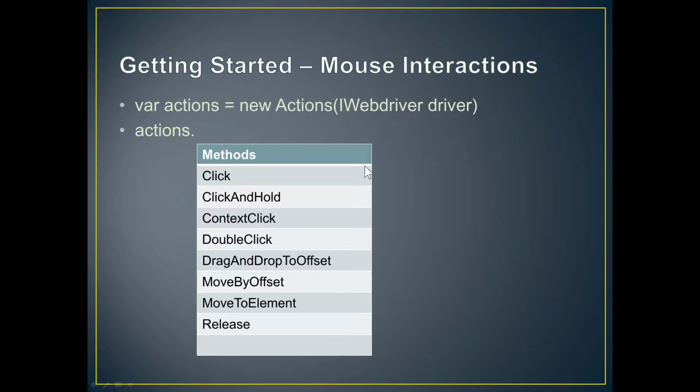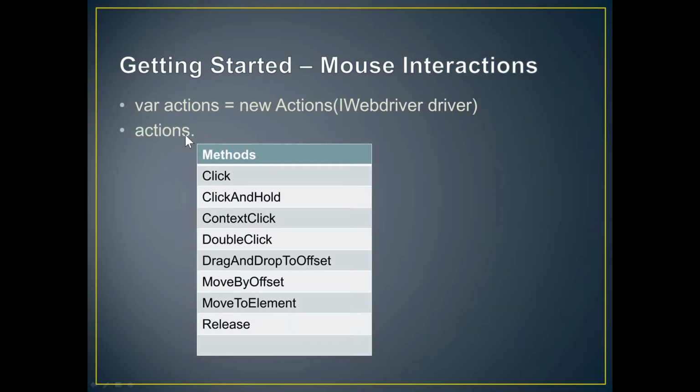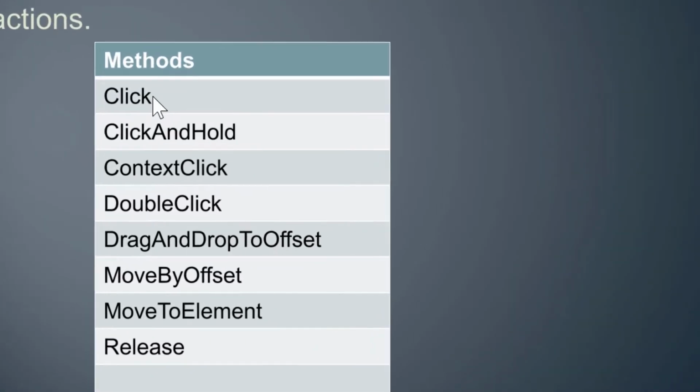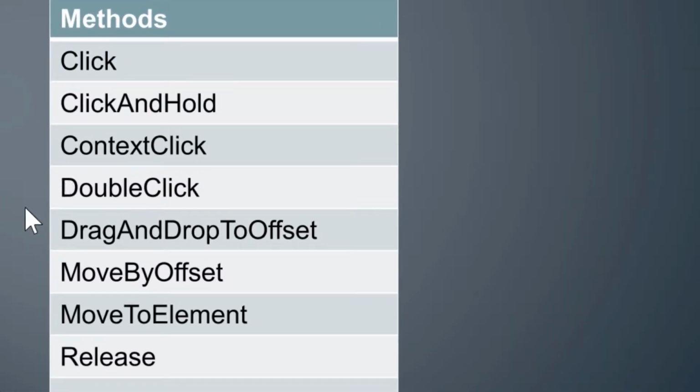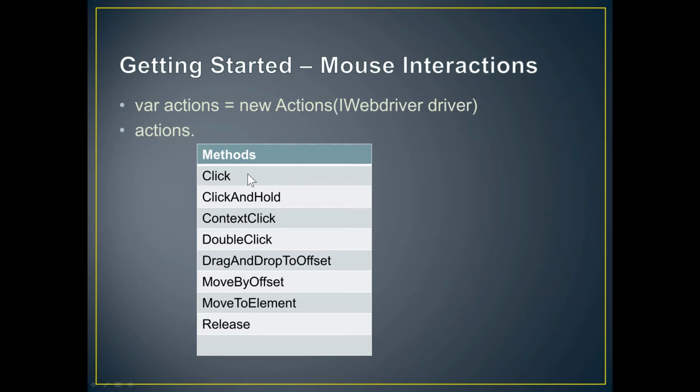Very simple, right? So the way it works is you create a new actions object passing in your WebDriver, and then you can access different kinds of actions using the standard dot notation. Some of the mouse interactions that we have are click, click and hold, context click, double click, drag and drop to offset, move by offset, move to element, and release. These definitions are pretty straightforward, exactly like it sounds, but you will also be able to see those definitions in the actual IDE when we pull up our Visual Studio.